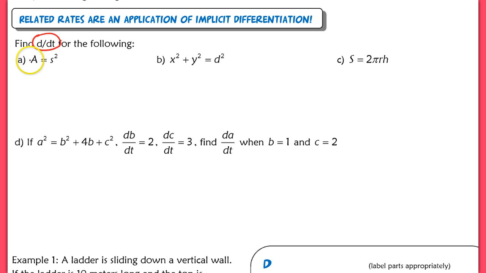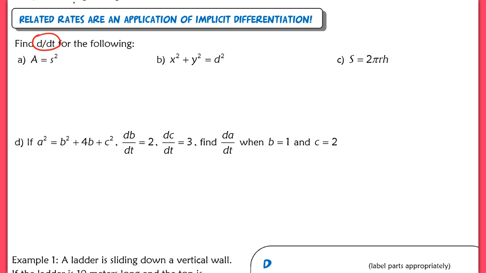We have the equation A equals s squared. You may recognize that this is just the formula for the area of a square, because if s is the length of the side of a square, then you would just square that value to get its area. We'll talk about that in terms of a related rate in just a moment, but let's first talk about how we would find the derivative of this equation with respect to time.